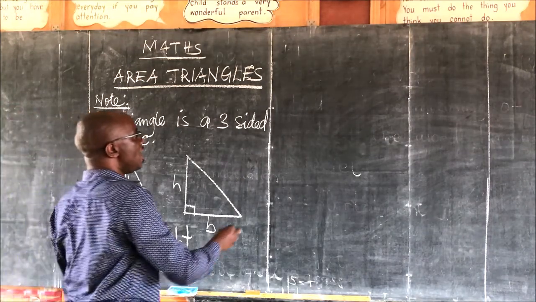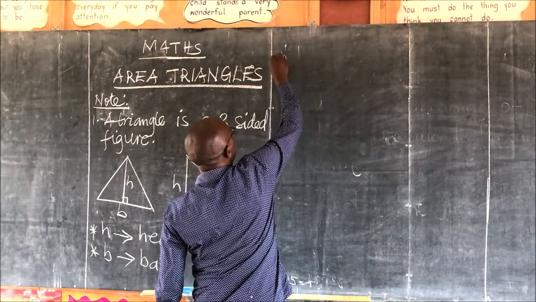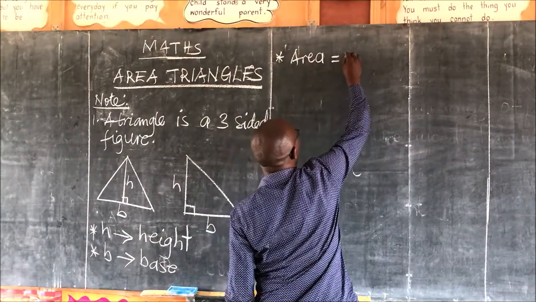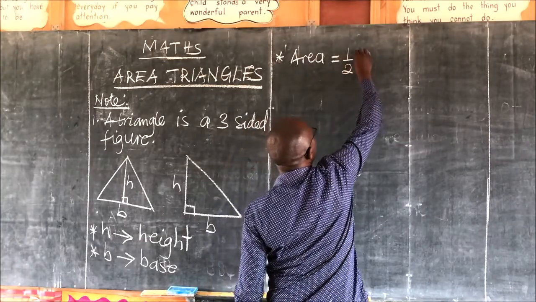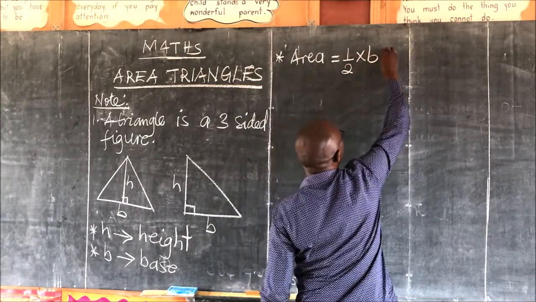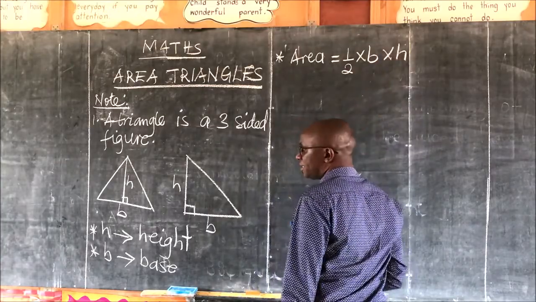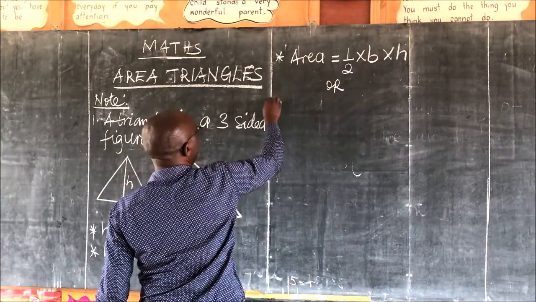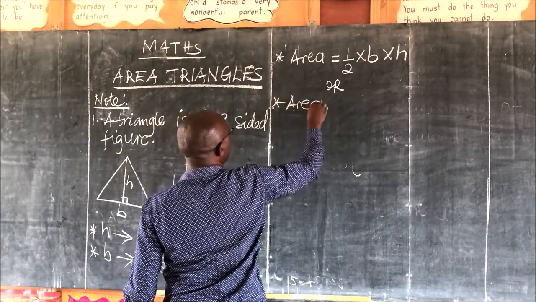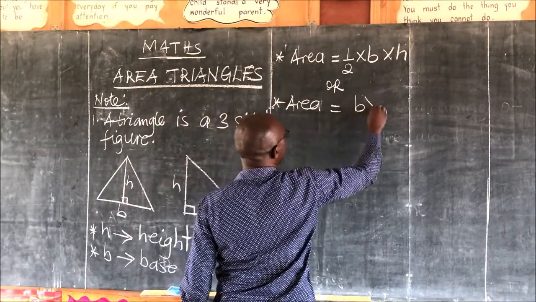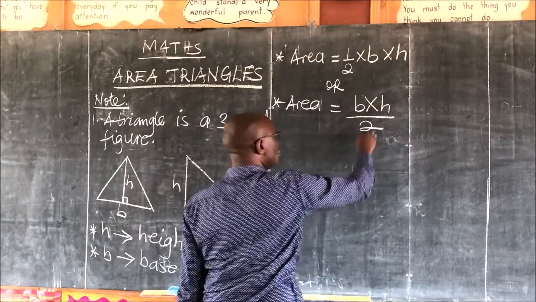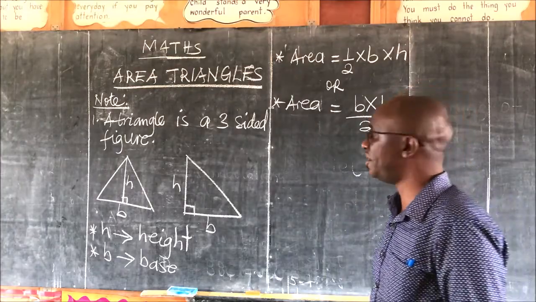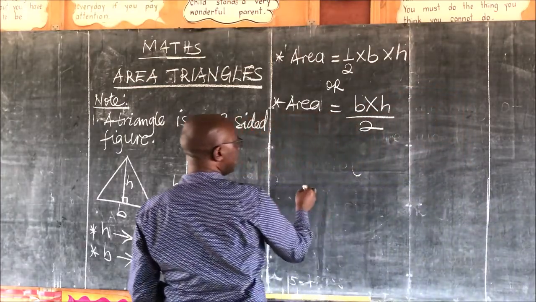And area of a triangle is equal to a half times the base times the height. That can be the formula. Or some people can say area equal to base times height out of 2. So you can use any of the two formulae to work out the area of a triangle. So we go to the examples.